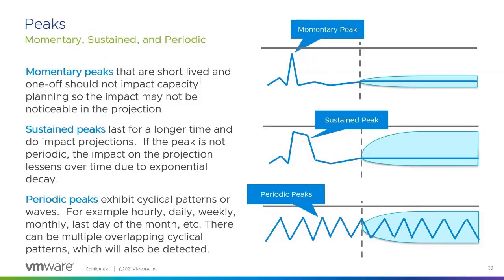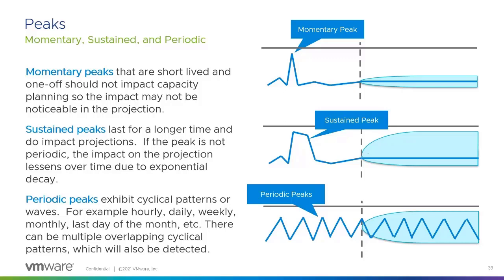So the next thing is talking about peaks. There are a lot of different kinds of peaks, and a lot of questions come in about how peaks are handled by the system. How does it affect my projections? So I've classified it into 3 different kinds of peaks. There's one that I'm calling a momentary peak. This is a short-lived peak. It looks like it's one-off. It looks like whatever happened, it just happened that once, and it never happened again.